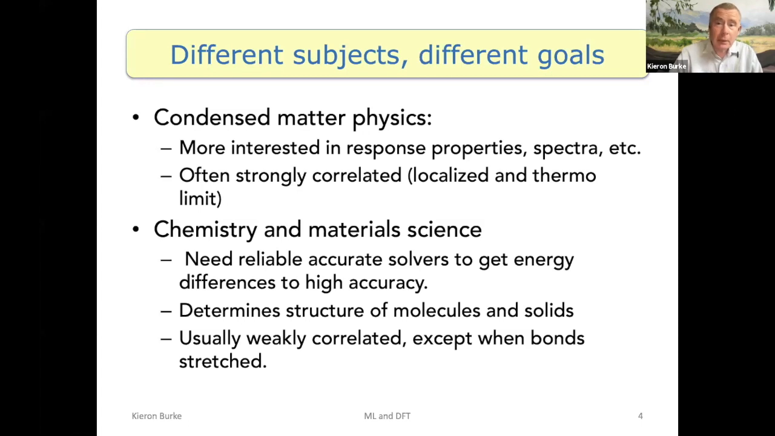And you know, minimizing the energy tells you the geometry, and energy differences tell you the thermochemistry. Lots and lots of the basic questions that you want to answer require that sort of accuracy. So it determines the structure of molecules and solids. And most problems in chemistry are weakly correlated. We see the effects of strong correlation when we stretch bonds, because then the electrons do localize on two sites. But typically the idea of strong correlation in materials is somewhat stretching bonds so that things localize, but also that you go to the thermodynamic limit.